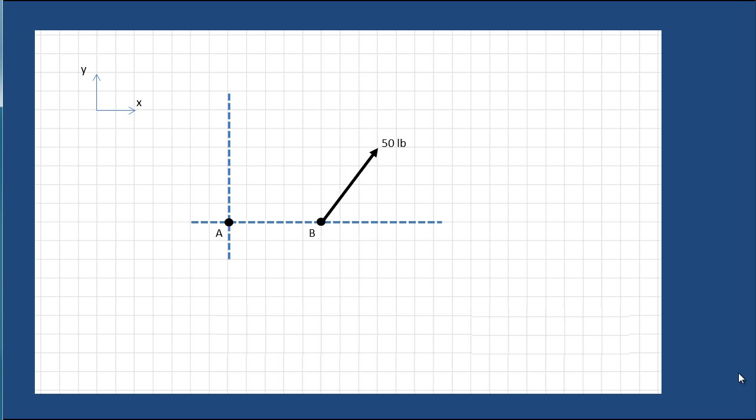We can now take a look at a more general situation. The point of application of the 50-pound force is still at point B, but the line of action of the force is rotated clockwise. The angle of rotation is such that the line of action of the force forms a 3, 4, 5 triangle with the xy coordinate axes. Once again, we would like to calculate the moment that this force produces about point A.